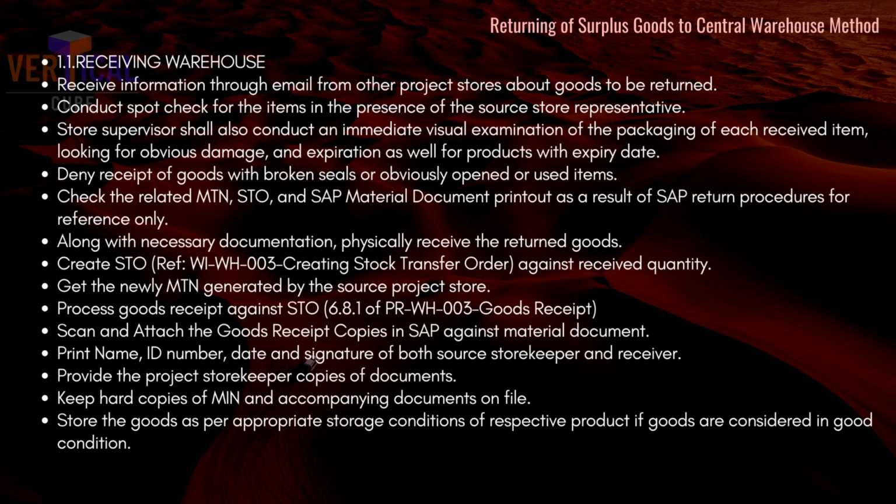1.11 Receiving Warehouse. 1.11.1 Receive information through email from other project stores about goods to be returned. 1.11.2 Conduct spot check for the items in the presence of the source store representative. 1.11.3 Store supervisor shall also conduct an immediate visual examination of the packaging of each received item, looking for obvious damage and expiration as well for products with expiry date. 1.11.4 Deny receipt of goods with broken seals or obviously opened or used items.